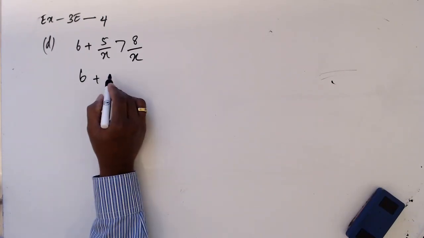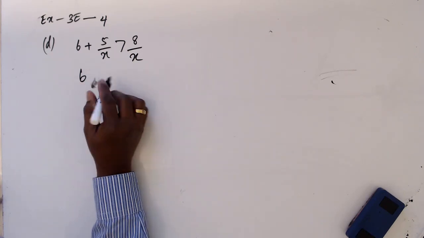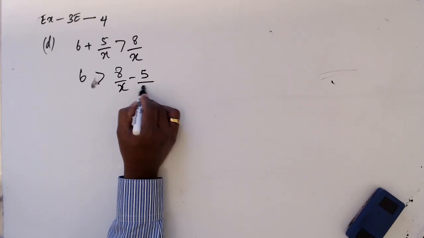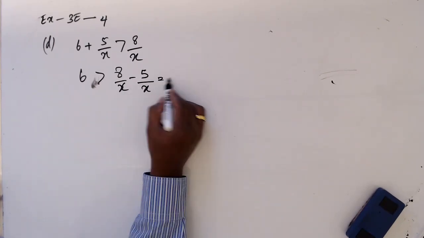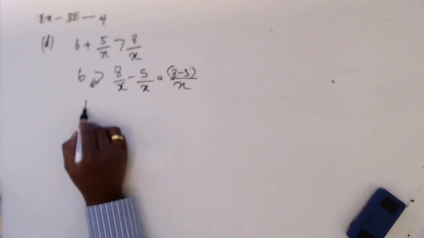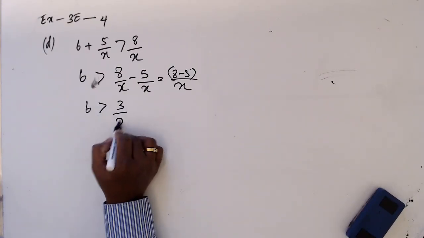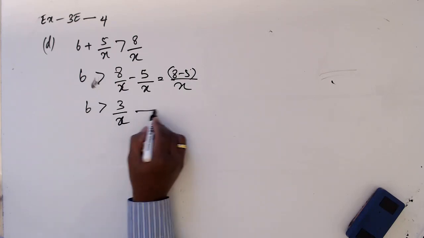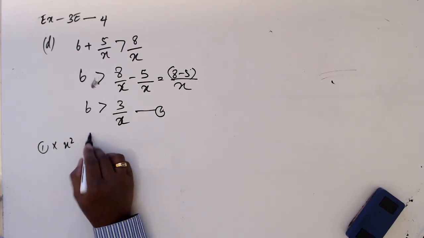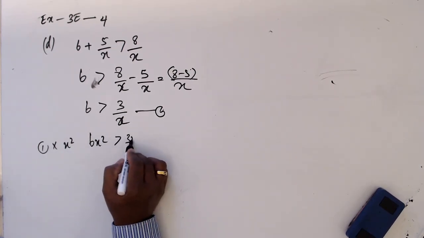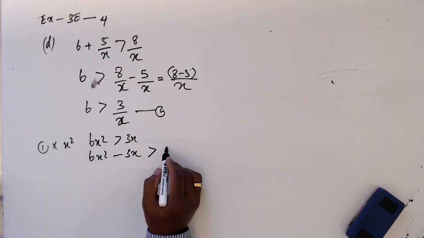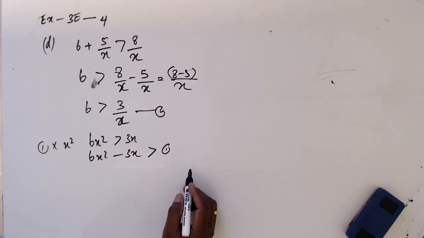6 plus greater than 8 over x minus 5 over x, which is x 8 minus 5. 6 greater than 3 over x. This is 1 multiplied by both sides x square. This is going to be 6 square greater than 3x. 6x square minus 3x greater than 0.